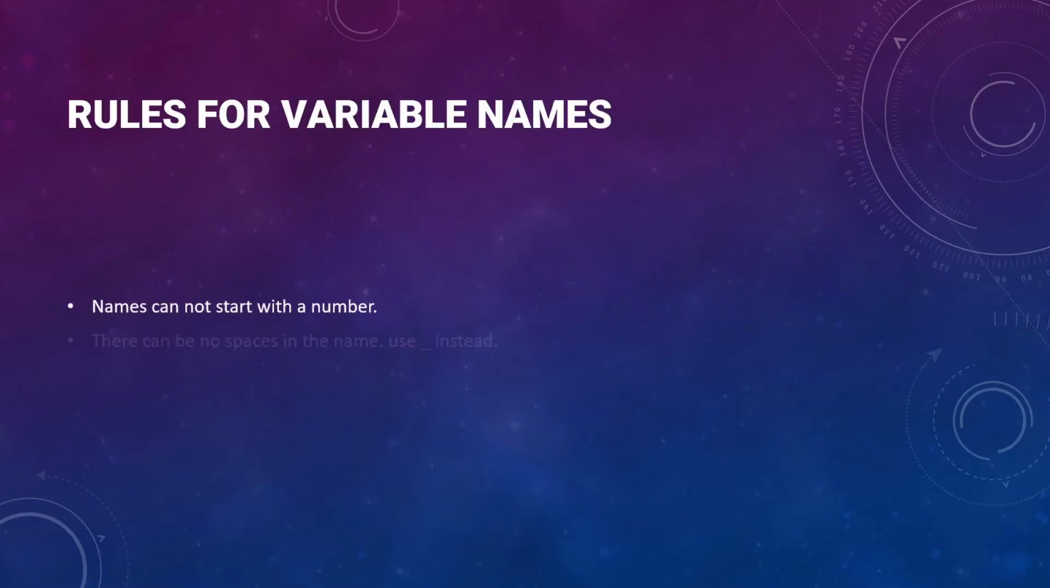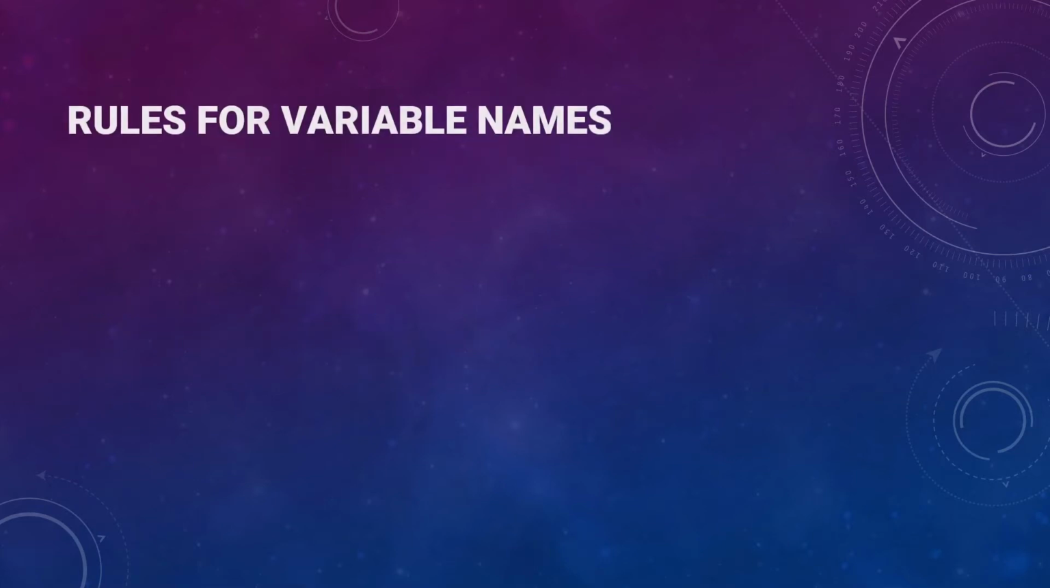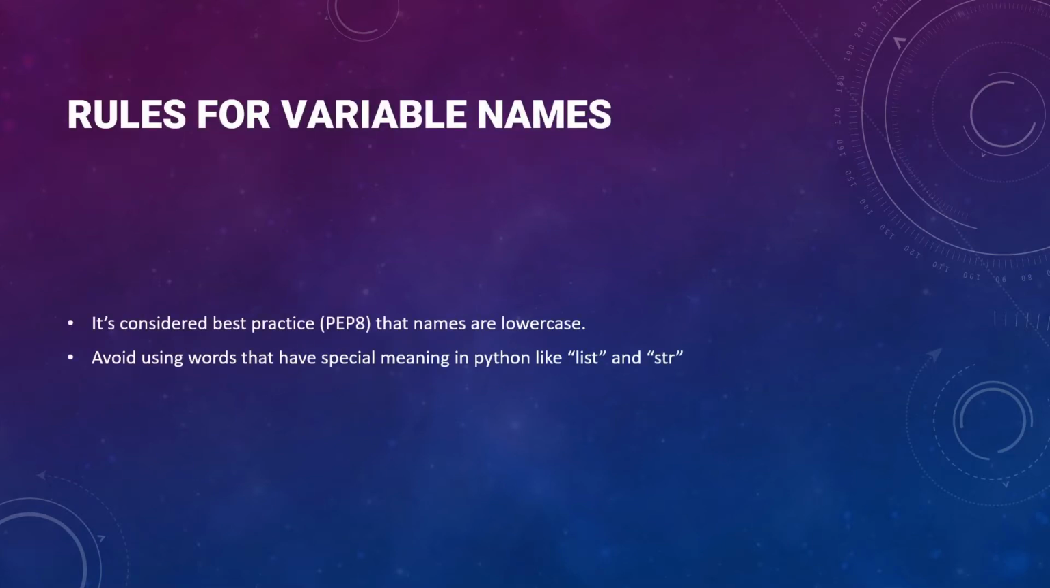Now there are a couple of rules for choosing a variable name in Python. These rules are that names cannot start with a number. There can also be no spaces in the variable name, so you should use an underscore instead. And you also cannot have any of these symbols in a name. And if you forgot this list of symbols, if you were to type one of these symbols out in a variable name, Python would quickly complain and you would have an error. So you don't need to worry about memorizing all these. You get the error as you are typing along.